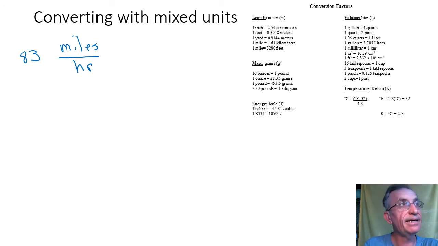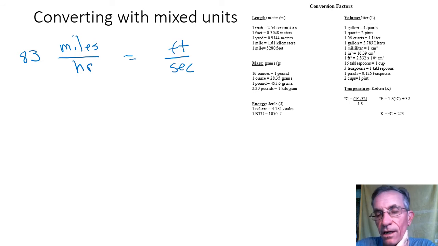Let's say I'm going 83 miles per hour. How fast would that be in feet per second? So this is another problem where I got to convert 2 units. This is a mixed problem, right? The top unit ain't what I want. I want to go from miles to feet.